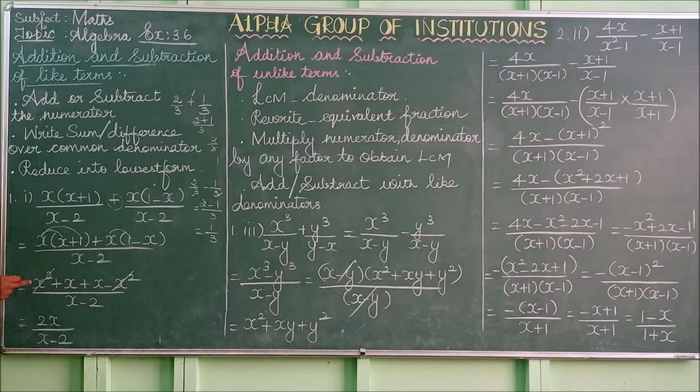Listen to the numerator. Here this is plus x squared and here minus x squared. The plus x squared and minus x squared get cancelled. So what is the remaining value in the numerator? X plus x. That x plus x can be written as 2x divided by x minus 2. So 2x divided by x minus 2.